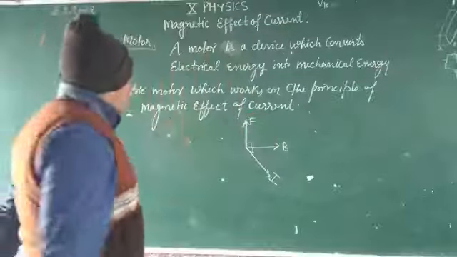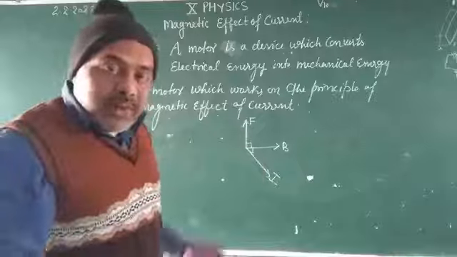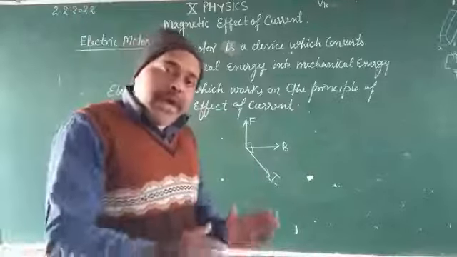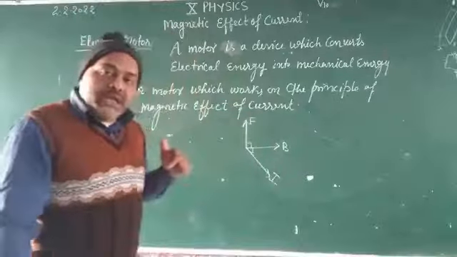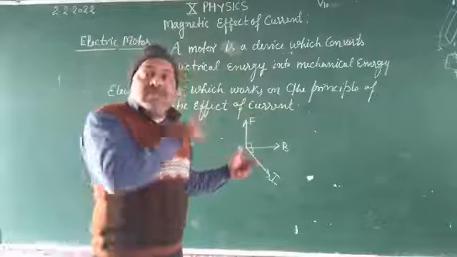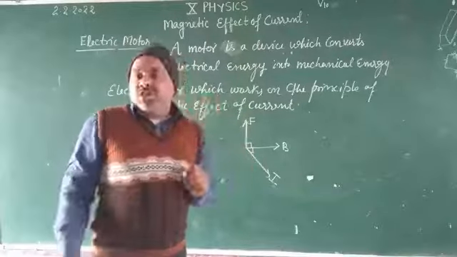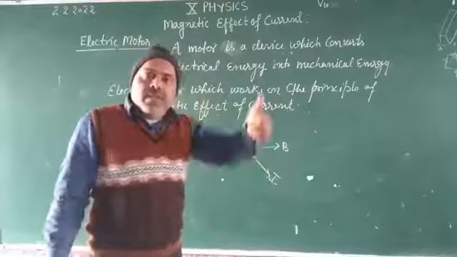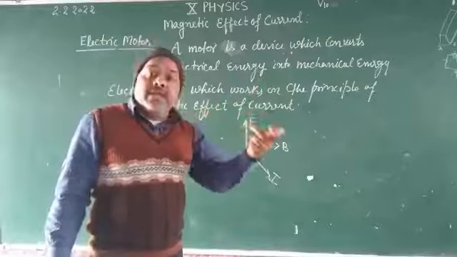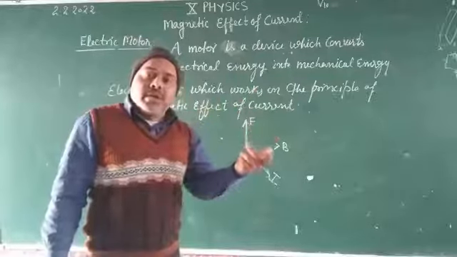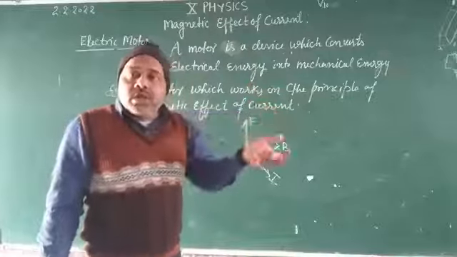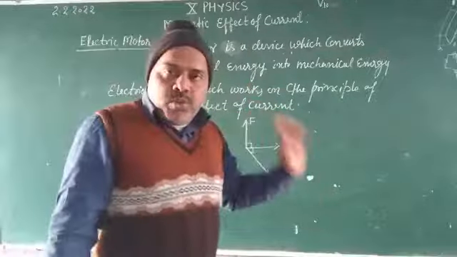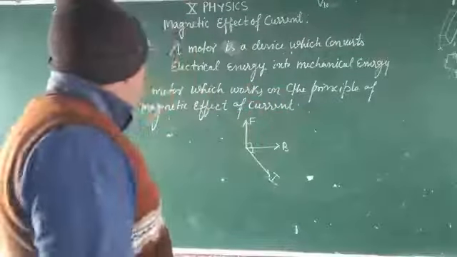So here you will see that when the rectangular coil is placed between the strong field magnet and current passes through it, a force acts on this coil and makes it rotate. If the direction of current is upward, it begins to rotate anticlockwise. If the direction of current is downward, it begins to rotate in the clockwise direction. Here you will see the diagram of the electric motor.